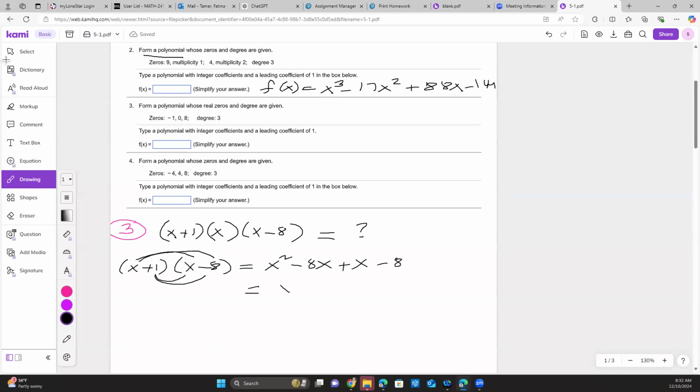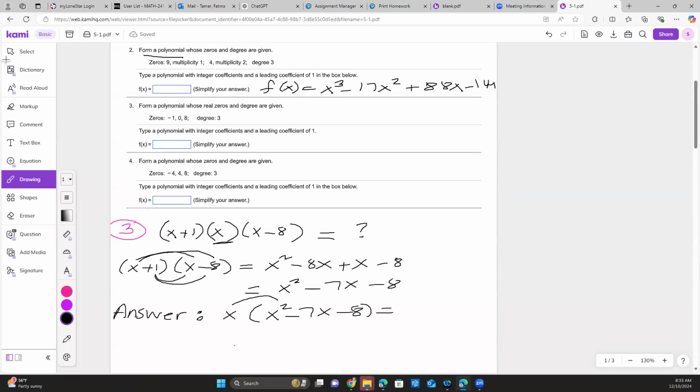Let's just combine the like terms. So only these two are the like terms here, negative 8x and positive 1x. That's a total of negative 7x minus 8. To find the answer to question 3, one last thing I have to do is what I got here must be multiplied by the other left factor, x. So this answer I got here, x squared minus 7x minus 8, I have to just multiply them by x.